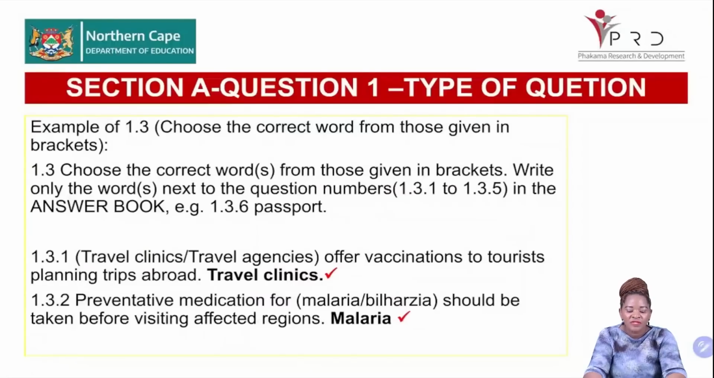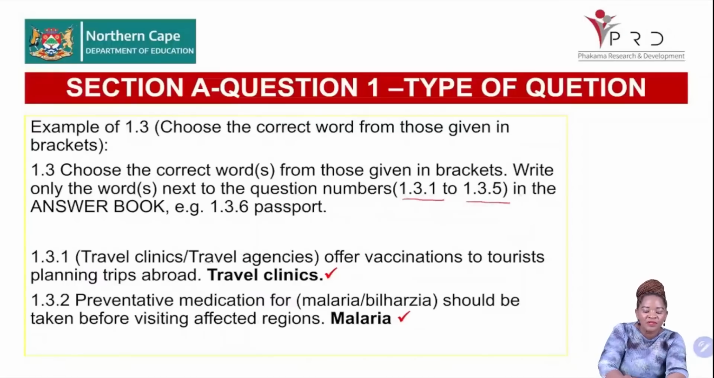1.3, choose the correct word from those given in brackets. Write only the word or the words next to the question number 1.3.1 up to 1.3.5 in the answer book, e.g. 1.3.6 passport. So what are they saying here? You are given travel clinics and travel agencies. Between the two, which one offers vaccinations to tourists planning trips abroad?